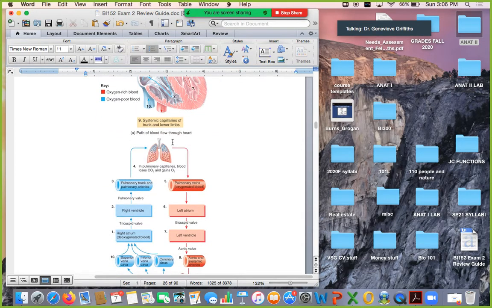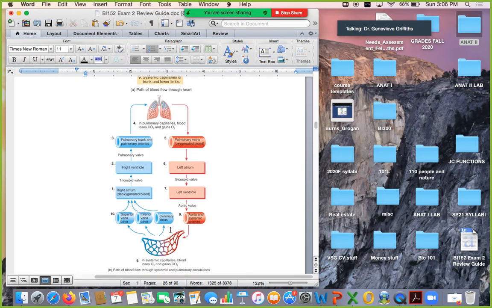All right, so in the pulmonary capillaries, what are we doing? And we'll talk more about gas exchange when we get to respiration, so that's going to get its own chapter. But just to kind of give you an idea, what happens is that we are going to have blood that's going to head out.